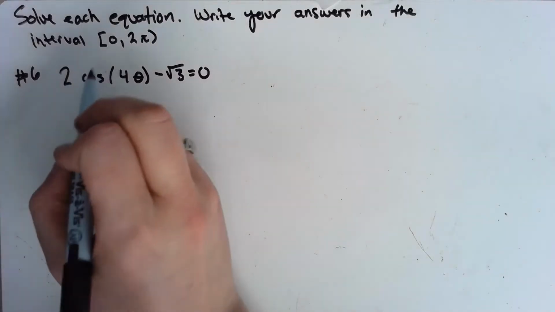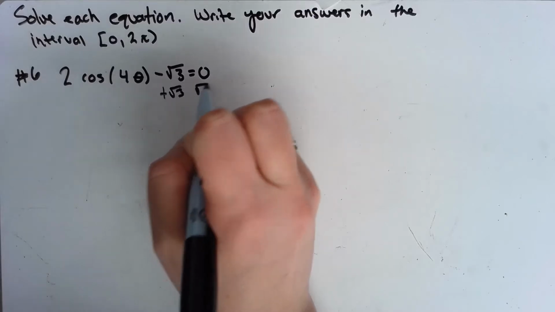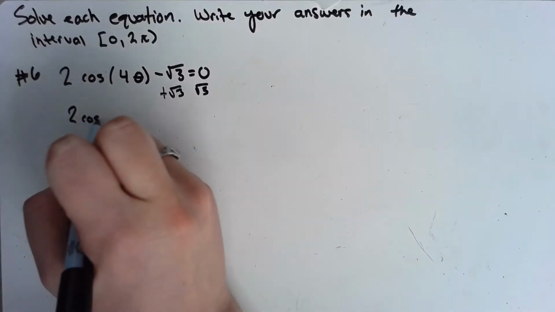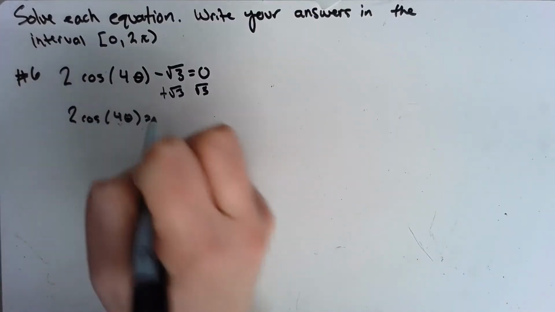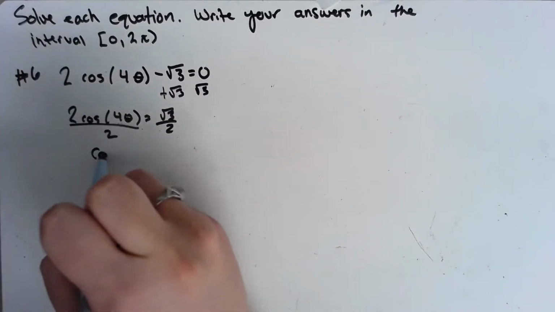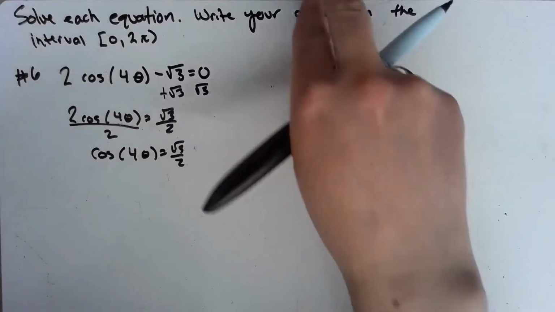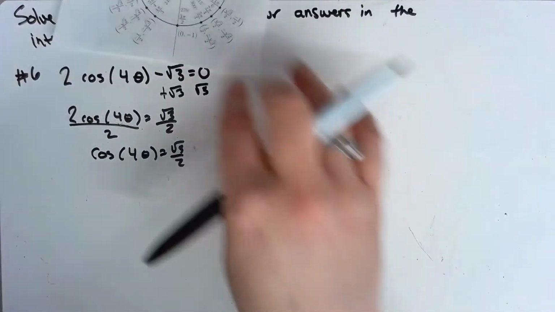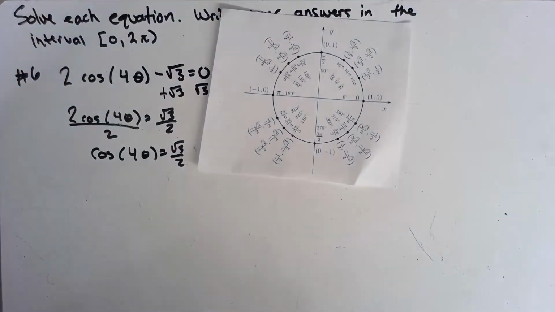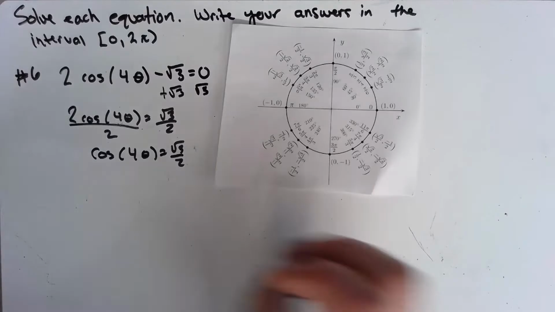So our first step is to actually solve for cosine. So we're going to add square root 3. So 2 cosine 4 theta equals square root 3, divided by 2. Cosine of 4 theta equals square root 3 over 2. So we're going to grab our unit circle. Cosine is square root 3 over 2 at pi 6.